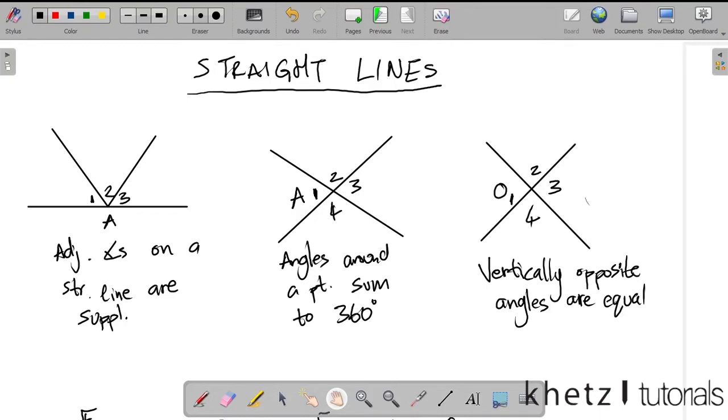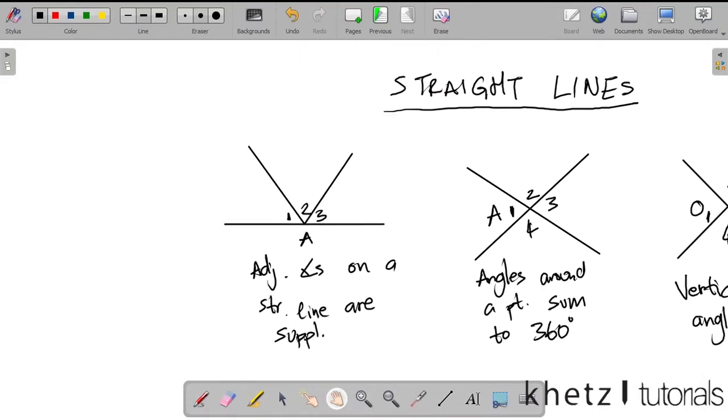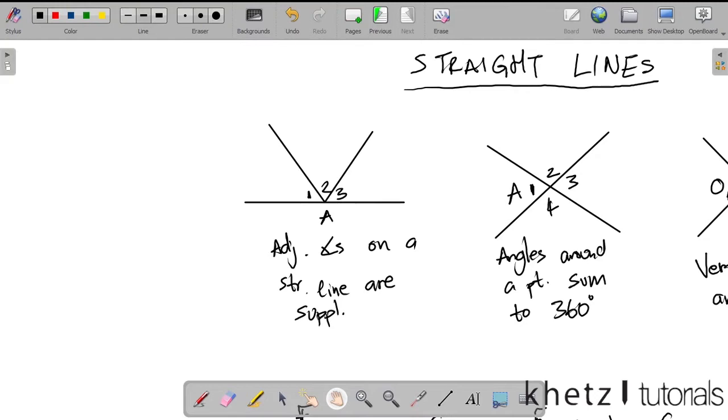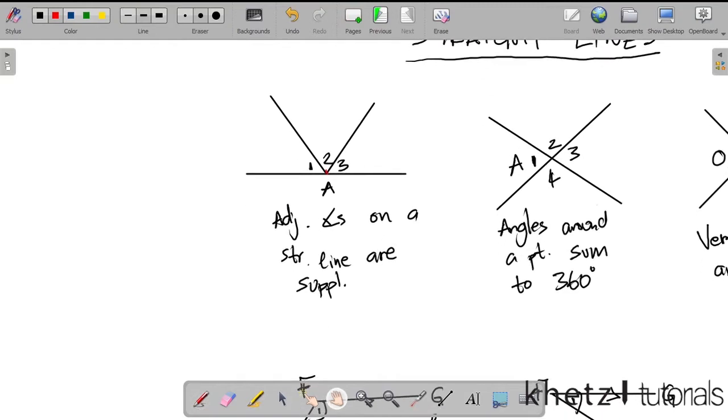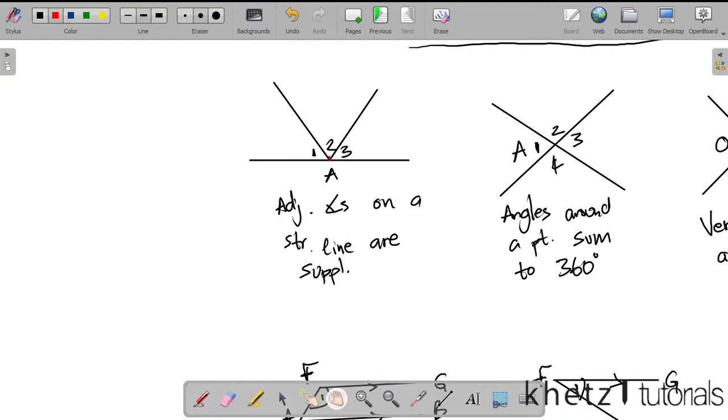So let's start over here. Now here you have a straight line and you have two lines which intersect or meet at the point A, and we're told that adjacent angles on a straight line are supplementary. And what that basically means is that if you add all of the angles along a straight line, you should get 180 degrees. That is the first one.